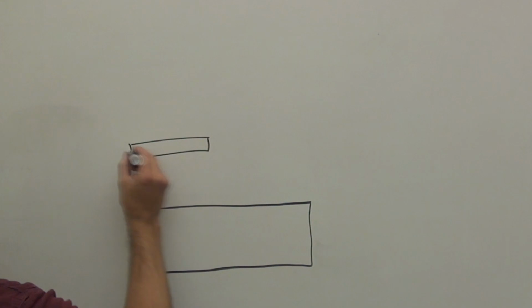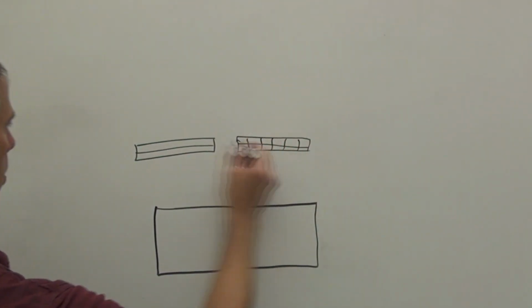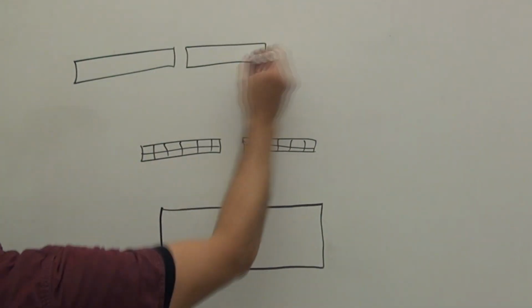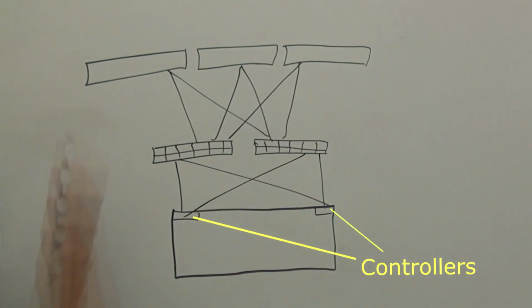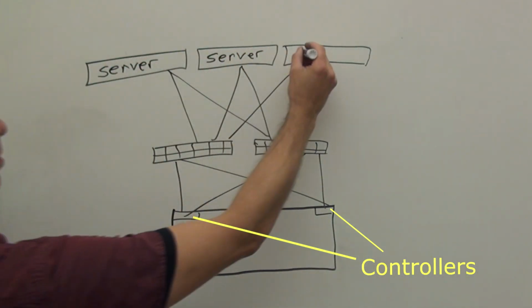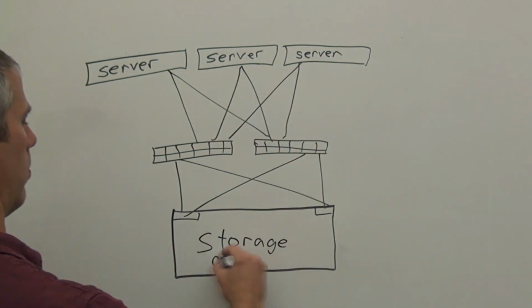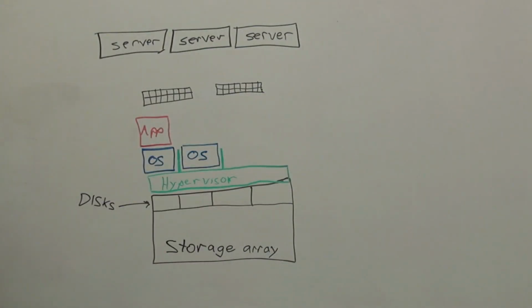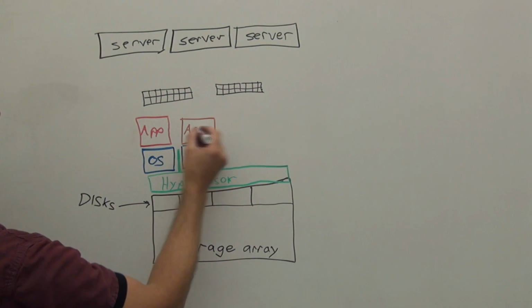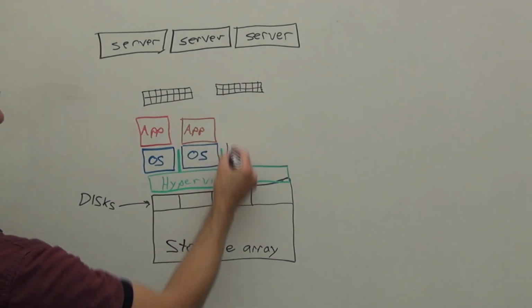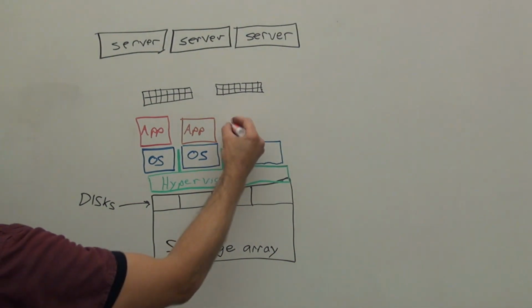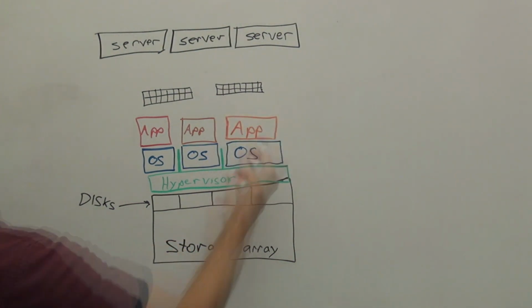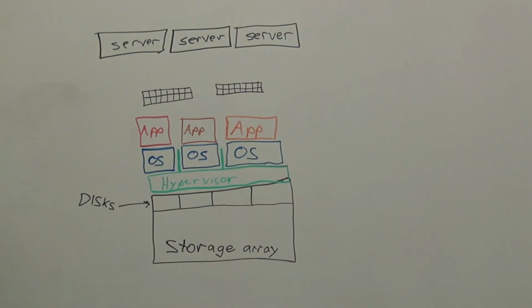In this whiteboard, we see each server has a connection to each switch, and these are probably dual connections, and each switch connects to each controller on the storage array. By virtualizing in this way, we have the ability to move VMs from one server to another. We have the ability to load balance, meaning we can avoid overloading one server with too many VMs. We can spread the workload out across multiple servers where neither one of them are working too hard.